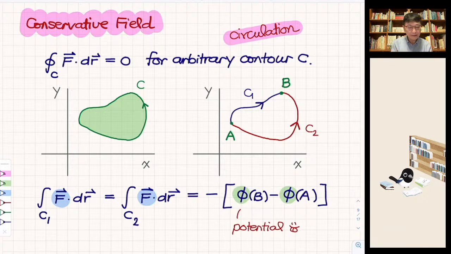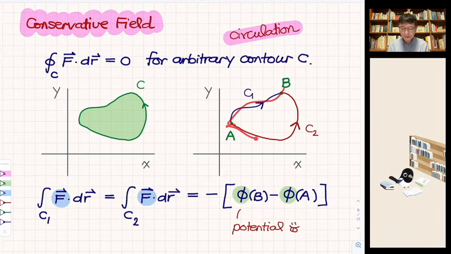The key point is that an arbitrary closed contour can be cut into 2 contours with the same endpoints. And in fact, if you think about that, this also works in reverse.